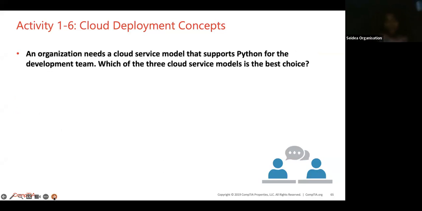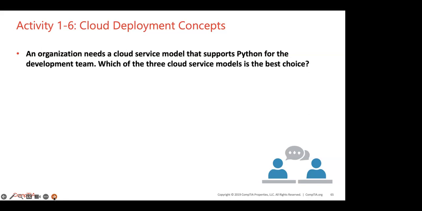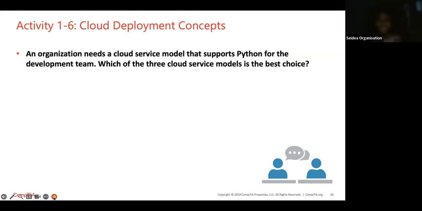Now for the final one, I think an organization needs a cloud service model that supports Python for the development team. Which of the 3 cloud service models is the best choice? Do you remember what cloud service models are? Okay, PaaS and IaaS. I'm hearing PaaS and IaaS. A lot of people are using PaaS. The answer is platform as a service.